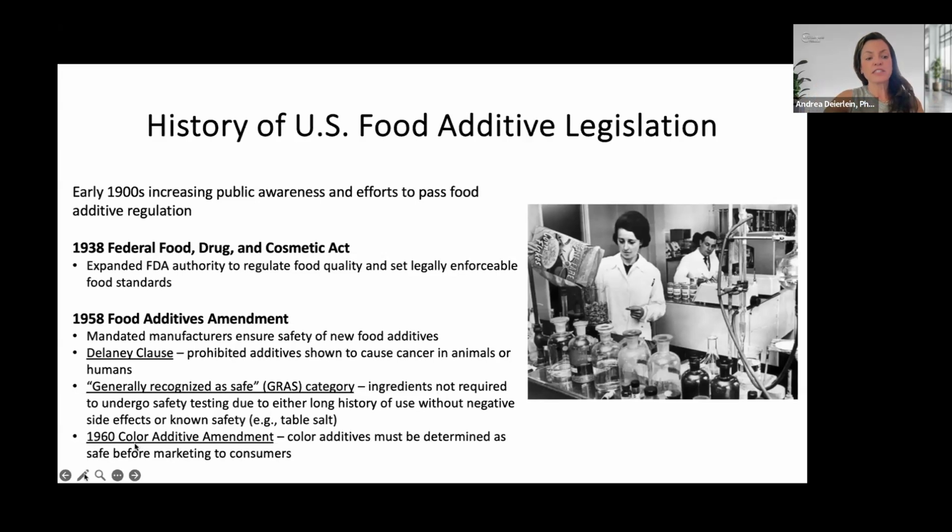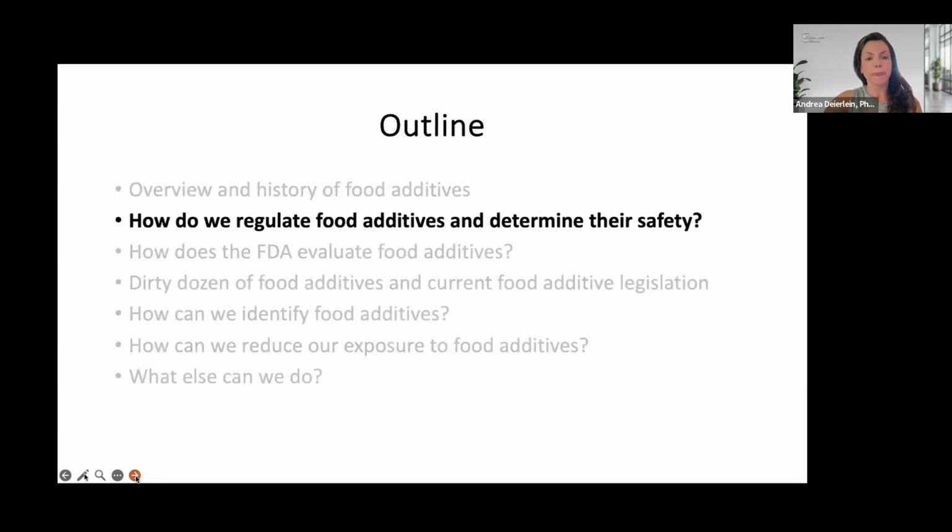And then lastly, there was the 1960 Color Additive Amendment, which basically said that color additives are separate from food additives. So color additives had to be determined as safe before being marketed to consumers.